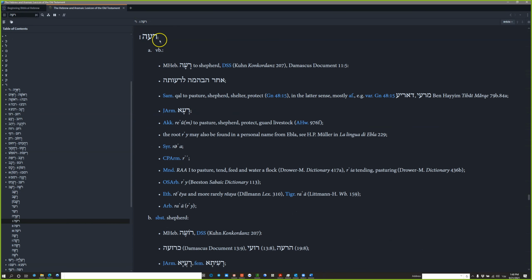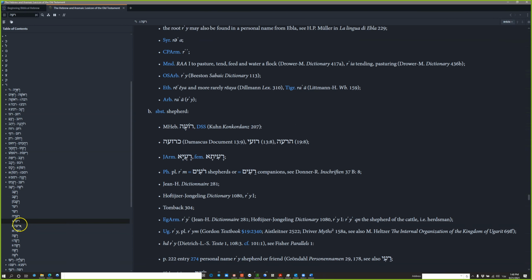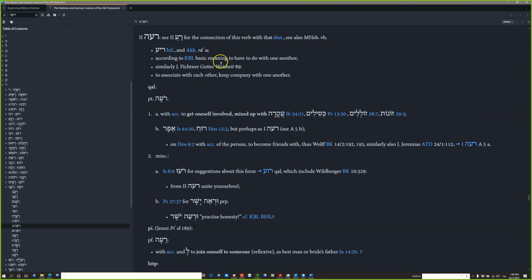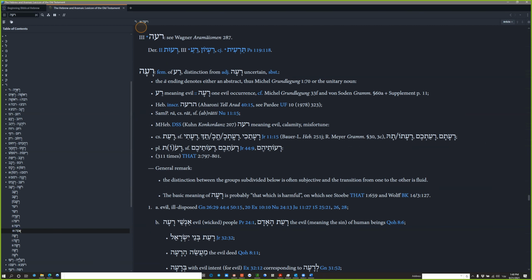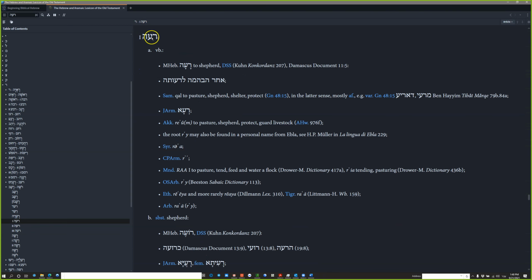Okay. So the first meaning that Resh Ayin Hey can have is to shepherd. But there's also a second meaning it can have, which is to associate with. Ra'ah could mean to keep company with someone, to be mixed up with someone, to be connected with someone. Or it could mean, in this case, it's not a verb, it's an adjective, and it is just the adjective form of wicked or evil. Okay? So here is one root that could have two very different meanings.